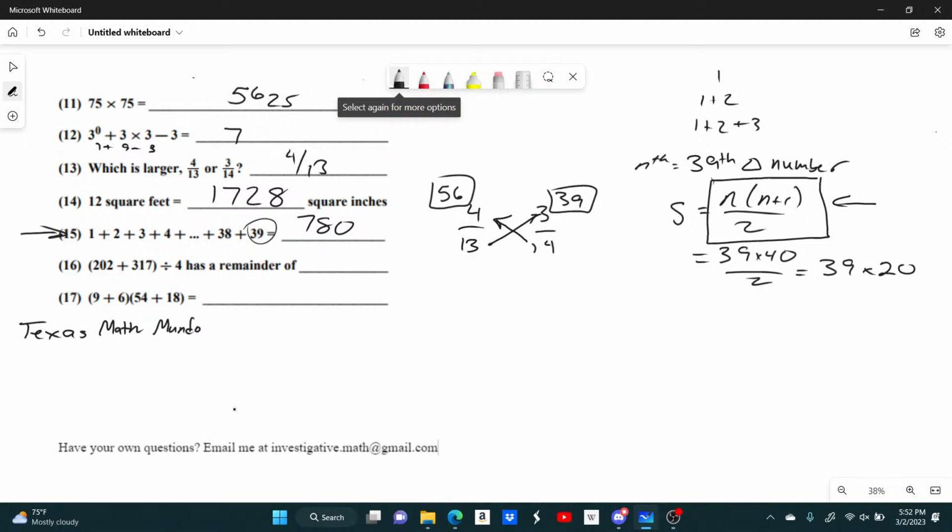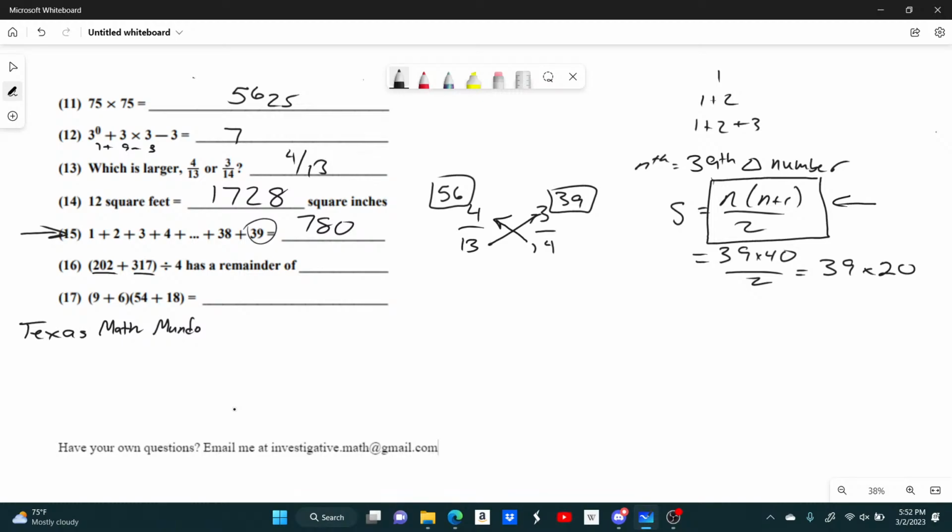Okay, 16. We got 202 plus 317 divided by 4 has a remainder of what? So there's a long way and there's a quick way. Realistically, you could do this the long way, where you just add these and see what the remainder is when you divide by 4. But the easier way is to find the remainder of each of these separately, and then you can just add them in the end. So like, what's the remainder when 202 is divided by 4?